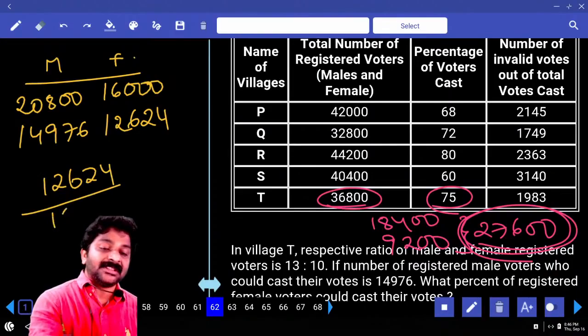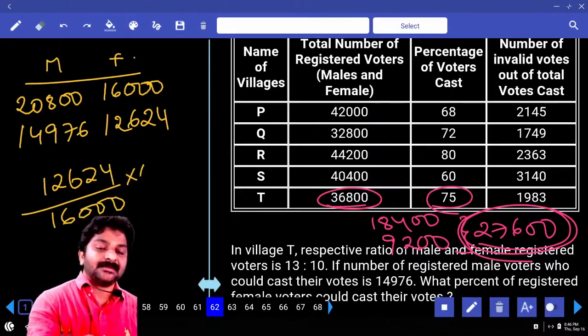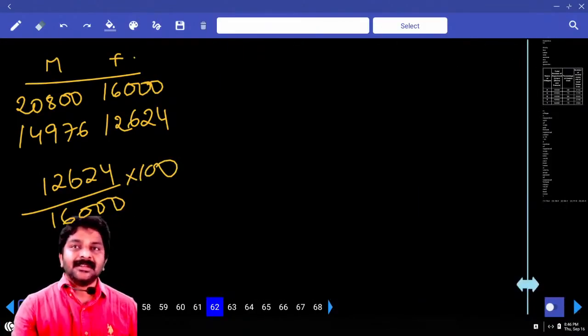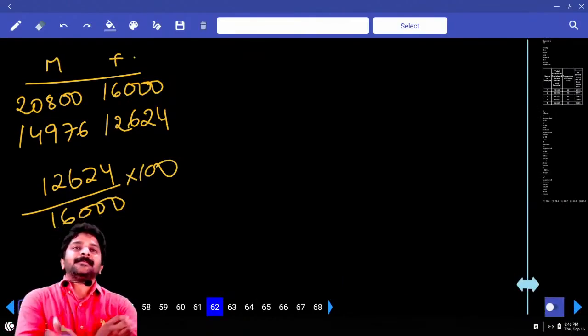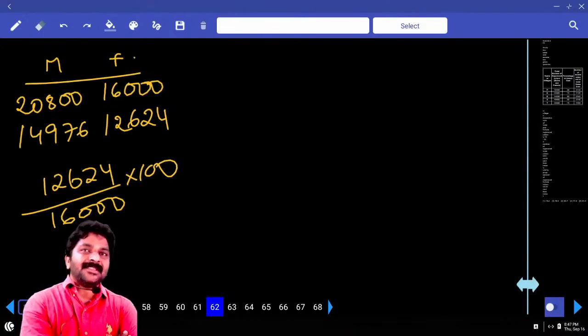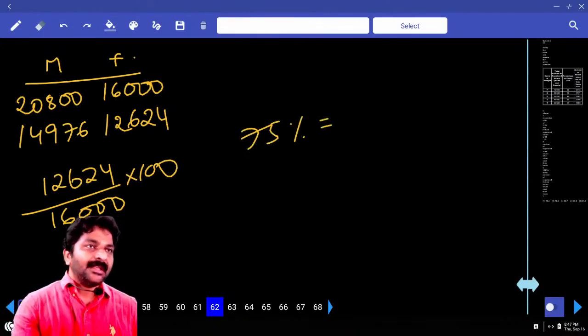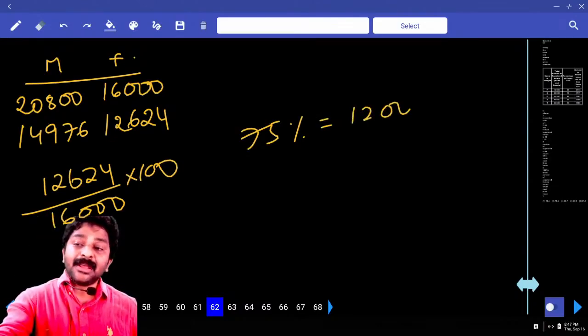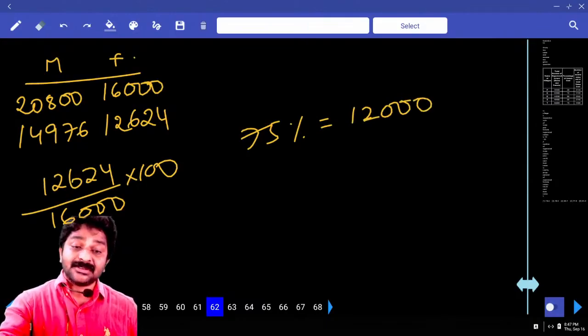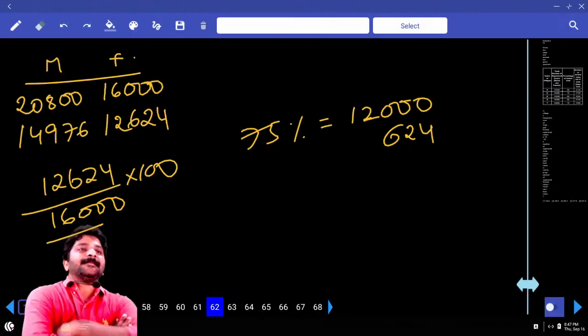Now we need to calculate 12,624 is what percent with respect to 16,000. This is our final answer. What is 50% of denominator? Again half. Half plus half in the sense 75% only. 75% is equal to 8,000 plus 4,000. How much? 12,000. Your numerator is how much more than 12,000? 600. What is 1% of denominator?